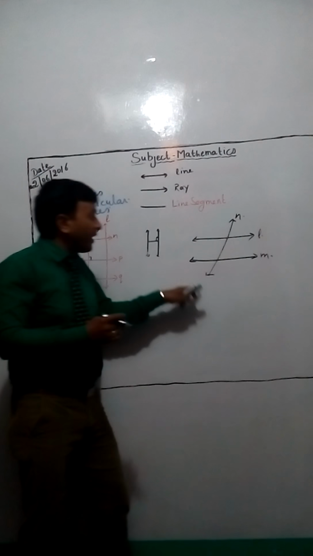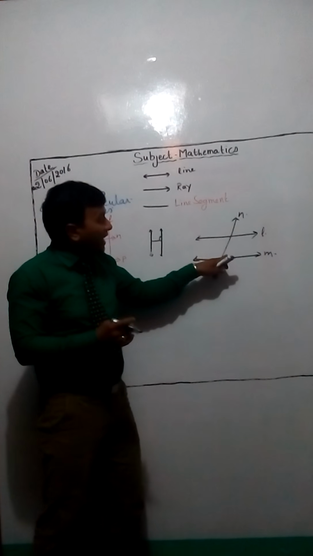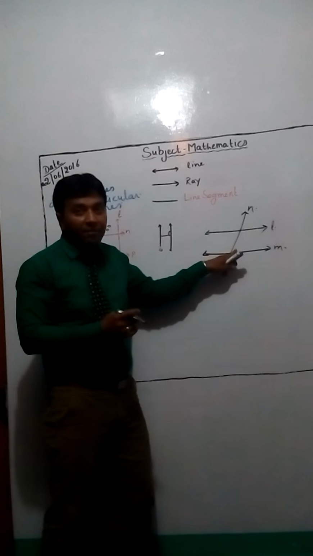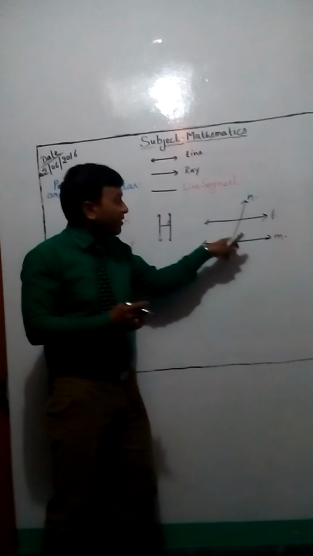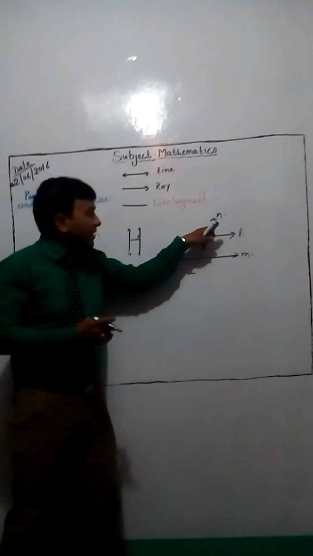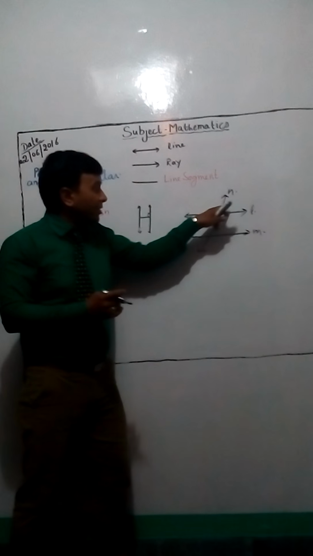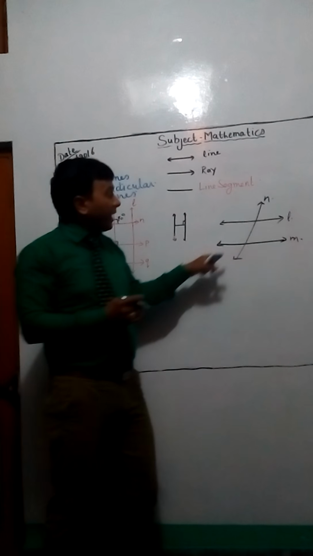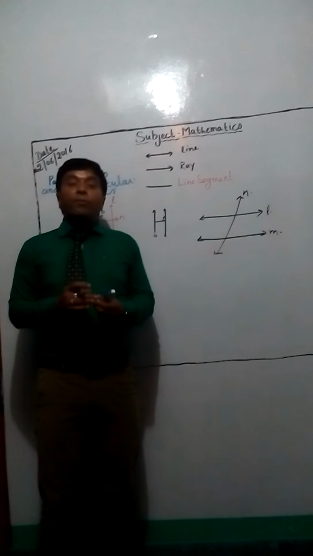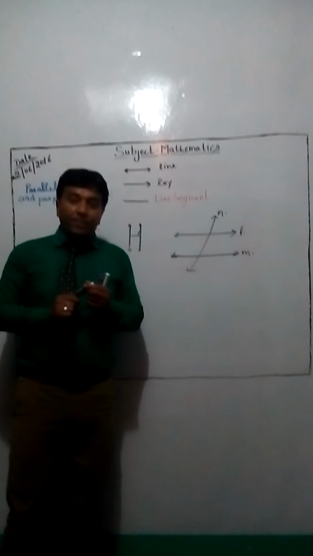If you look at this line, it is not making an angle of 90 degree. If you look at this angle, it is not 90 degree, wherever this line is intersecting. So this is a transversal line. Now how we can identify a transversal line, we will continue in the next lesson.